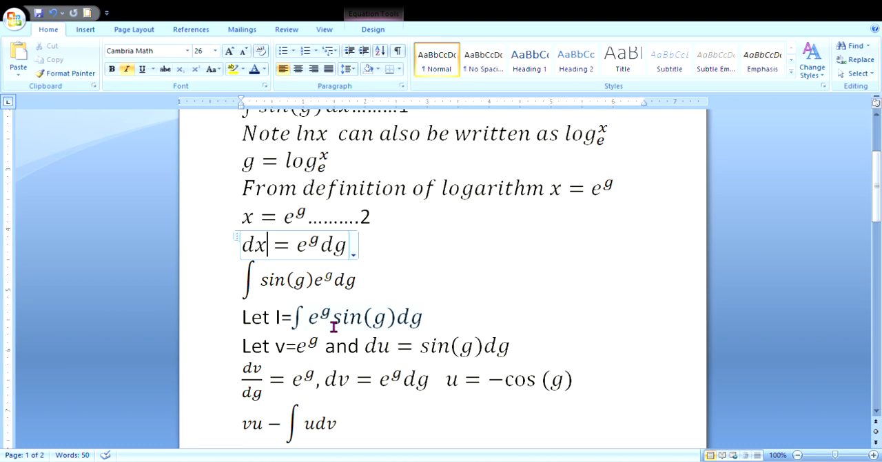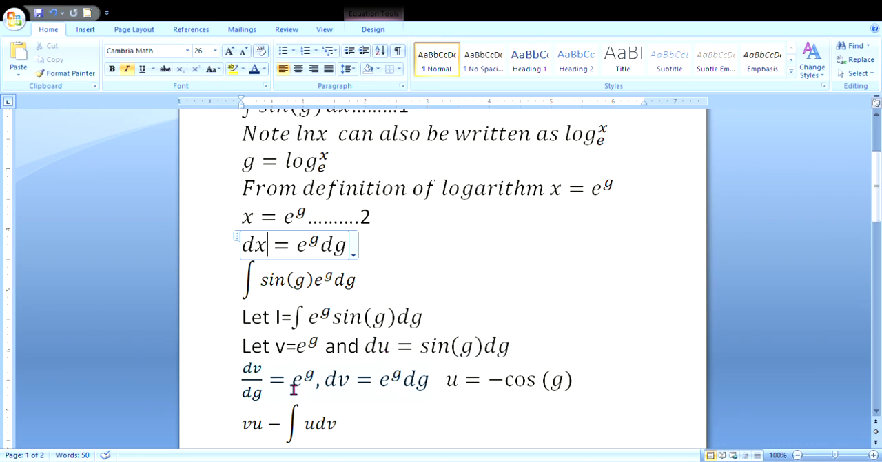Here we can see clearly the technique to be used. We're going to use integration by parts. We have a product, exponential g and sine g, as the two functions. Both are differentiable and both are also integrable, but we look at the one that is more easily differentiable, which is exponential g. So that becomes our u, and our dv here is equal to sine g dg.